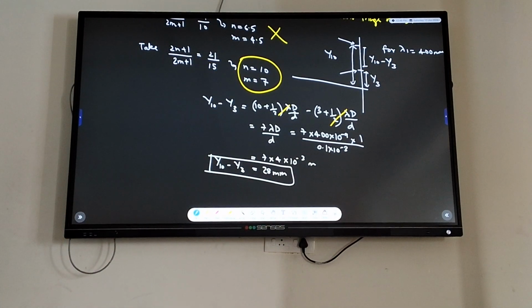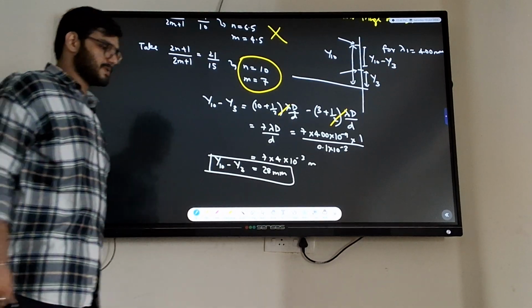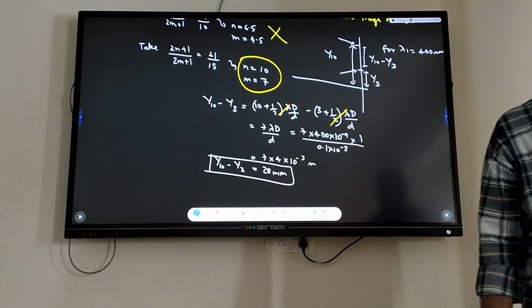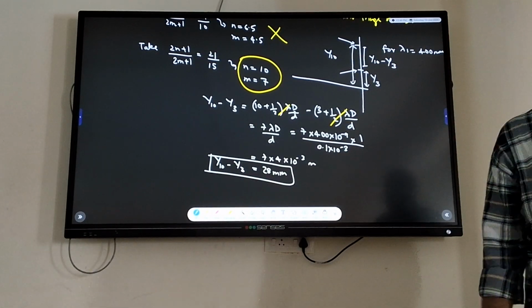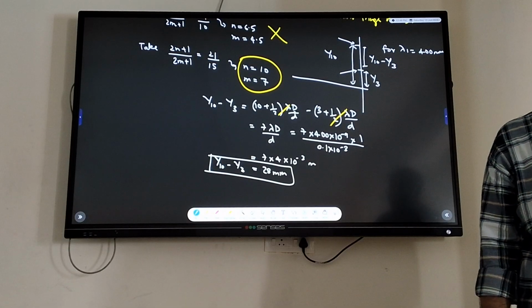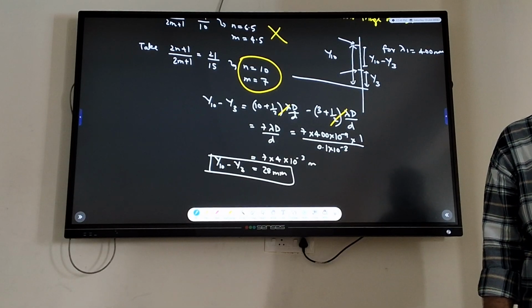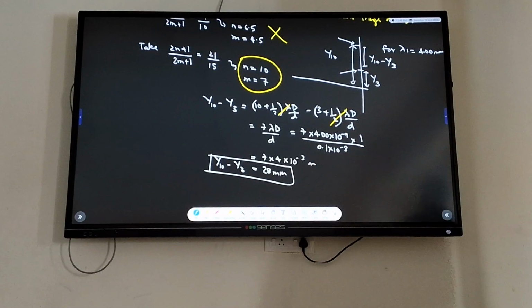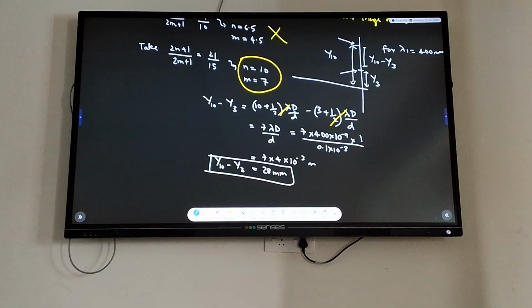So is it done? So I'm going forward with the topic. Let's check, if you have a glass slab, and you put it in front of one of the slits, then what happens to the pattern? Let's see that. Yes, I will tell that now. Where's my book? There.